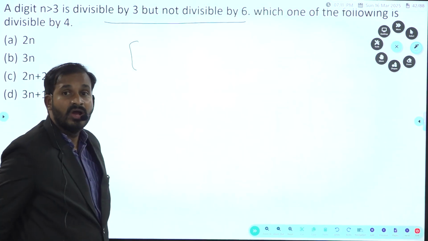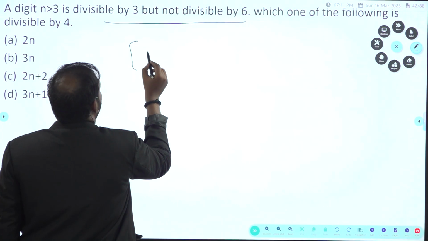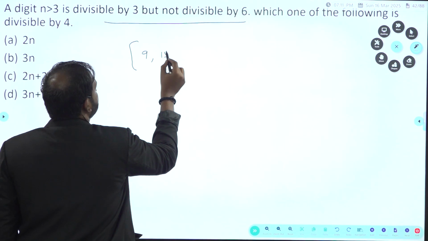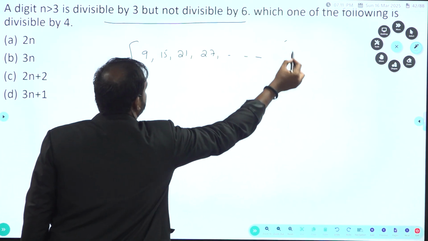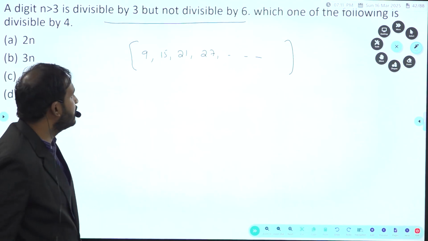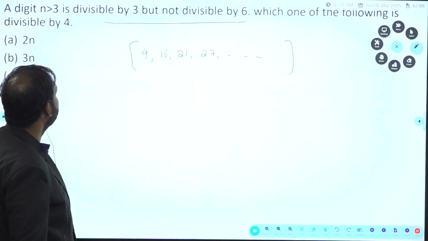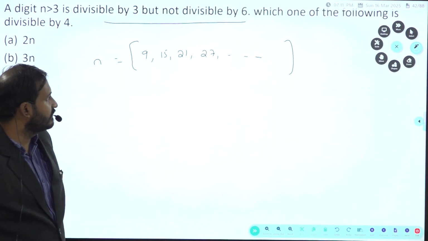I need to choose the odd multiples of 3. Greater than 3 means odd multiples. The first odd multiple of 3 is 9, then 15, 21, 27, like this. I need to choose them. Why? Because if I take the even multiples, they will definitely be divisible by 6. So my data set is 9, 15, 21, 27, and so on.